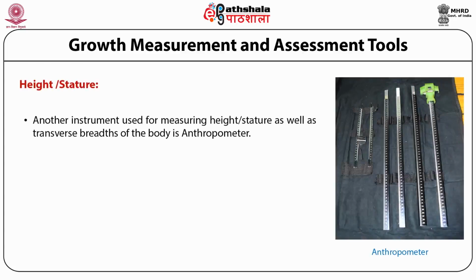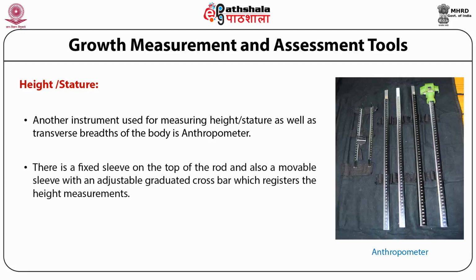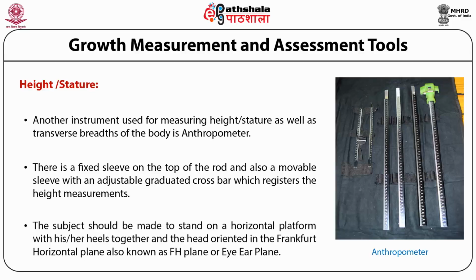Anthropometer. Another instrument used for measuring height or stature as well as transfer breadth of body is anthropometer. It consists of 4 segments which when joined together form a rigid rod of 200 centimeters long. There is a fixed sleeve on the top of the rod and also a movable sleeve with an adjustable graduated crossbars which registers the height of the measurements. The subject should be made to stand on horizontal platform with his or her heels together and head oriented at FH plane, which is Frankfurt horizontal plane, also known as eye ear plane.